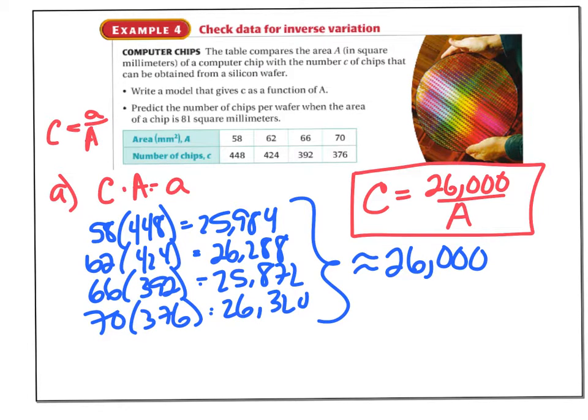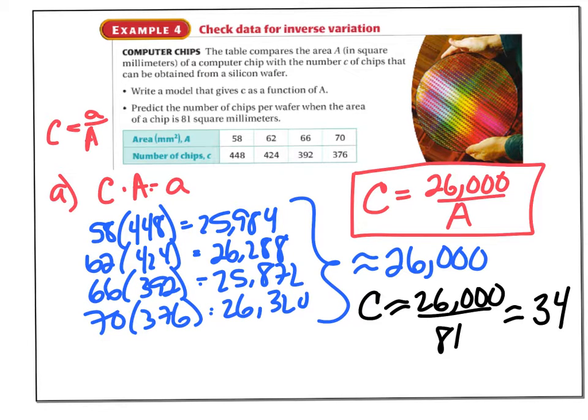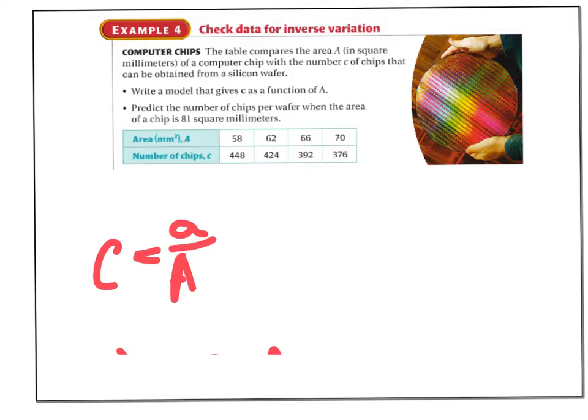The next step then asks us to predict the number of chips per wafer when the area is 81 square millimeters. And so that's just asking us to apply our equation now. And we know that C is about, I could say, 26,000, our constant of variation, over the 81. And when we divide that, we get about 34. Oh, I'm sorry, I misread my own handwriting. Not 34, 321, which makes more sense when you look at the data. So you'd get about 321 chips for a wafer area of 81 millimeters squared.